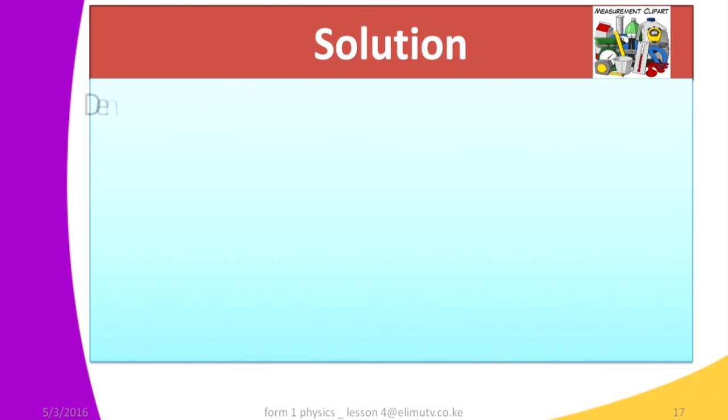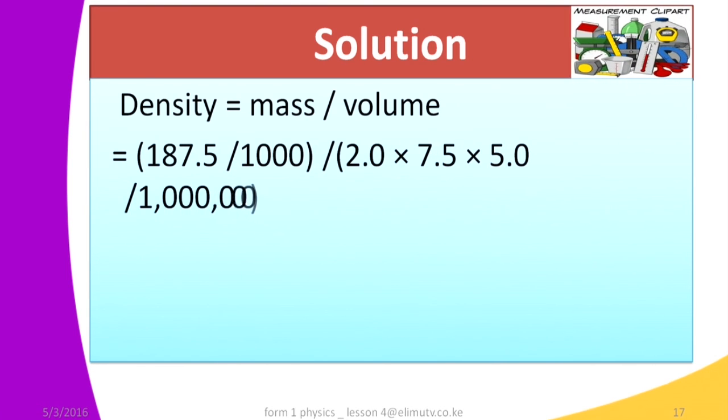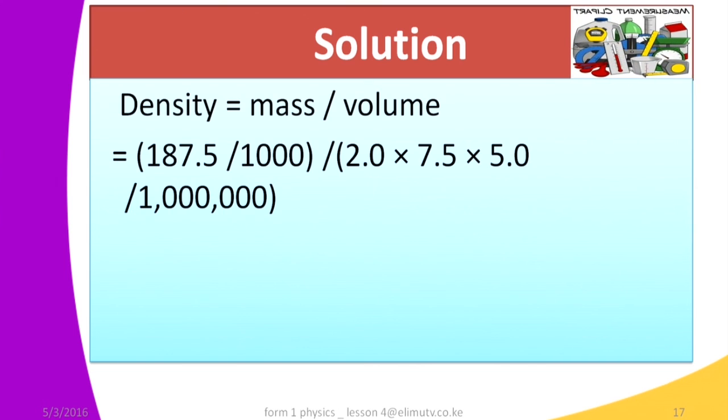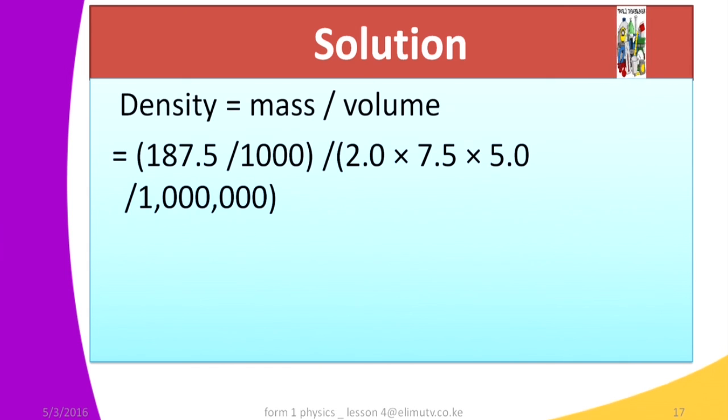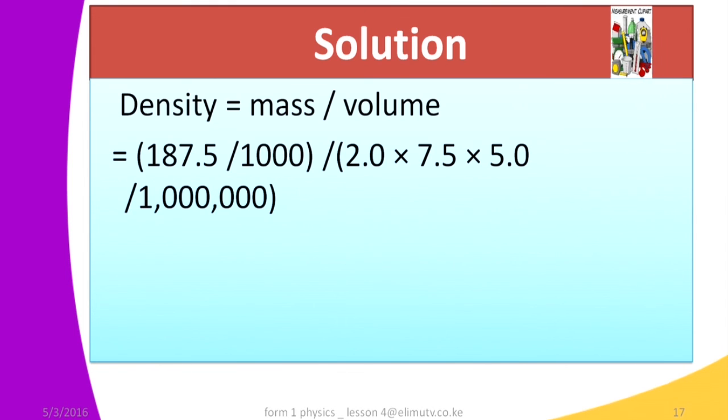Solution to this. Density is equal to mass over volume. We therefore work out our mass is 187.5 grams, but we convert it into kilograms by dividing by 1,000. Then we divide by the volume. And how do we calculate volume? We multiply length by width by height. That's 2.0 multiplied by 7.5 multiplied by 5.0. But this volume is in centimeters cubed. Therefore, divide by 1 million, because 1 million centimeters cubed make 1 meter cubed. That's how we work it out.